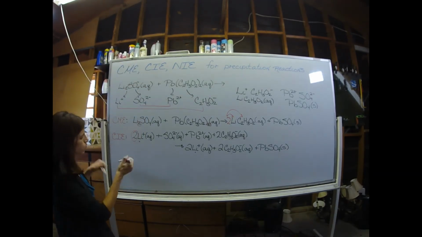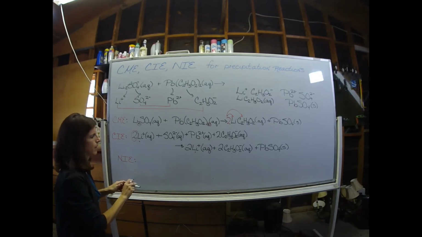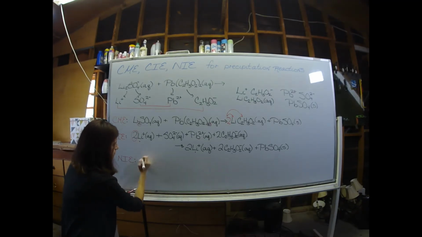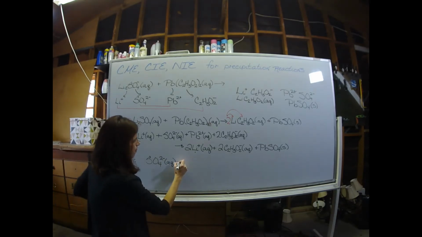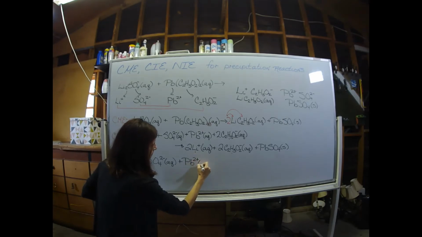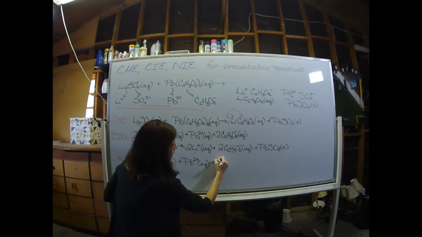That leaves us with our net ionic equation. We're leaving out the spectators. So we have sulfate, we have lead, and they hooked up to form lead sulfate.